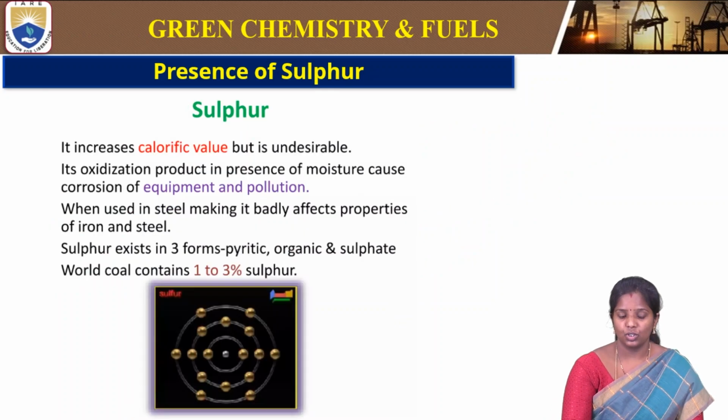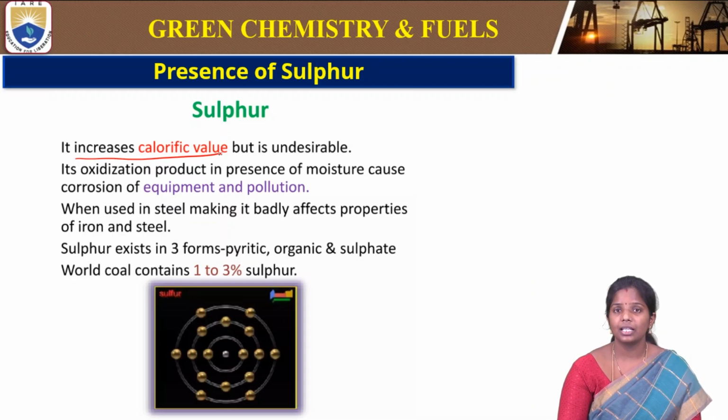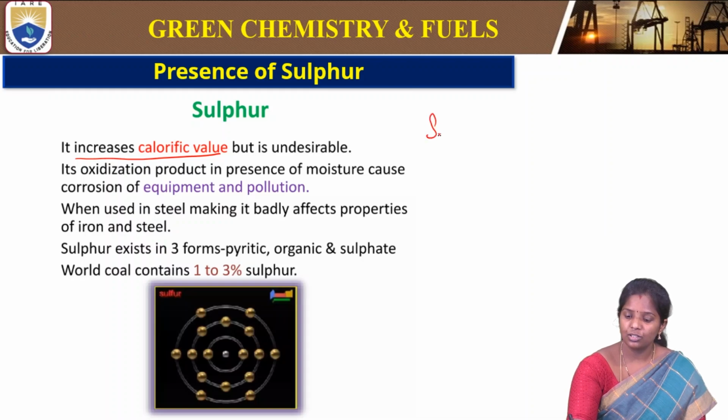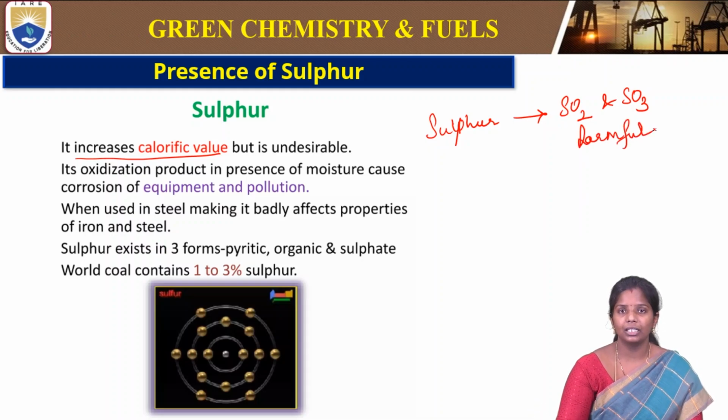Next is the sulfur. Sulfur generally increases the calorific value but is undesirable. Why is it undesirable? Because the presence of sulfur, on oxidation during combustion, will form sulfur dioxide and sulfur trioxide. These are harmful. So we really don't require these harmful gases to evolve during our practical applications.